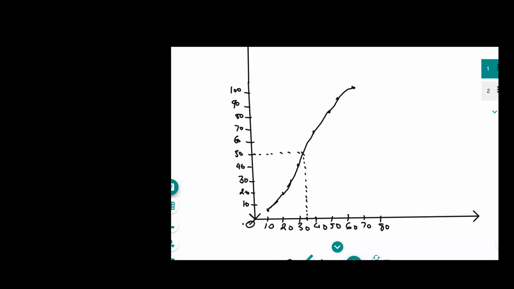Now to find the median, we have the total cumulative frequency, or sigma f, as 100. So 100 by 2 is 50. Now we have to look at 50 on the y-axis. For the corresponding value of 50, what do we get on the x-axis? That is going to be the median. We get that to be 30.25. Hence, the median of this data, using the ogive curve, we have found to be 30.25.